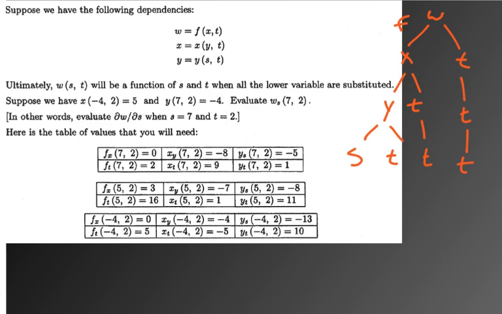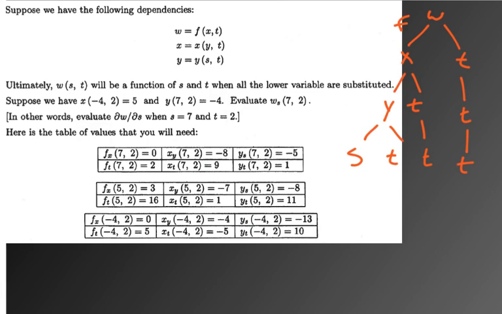And they say, suppose we have that x of negative 4 comma 2 is 5, and y of 7 comma 2 is negative 4, and they want you to evaluate the partial of w at 7 comma 2. So they say, in other words, evaluate the partial of w with respect to s, when s is 7 and t is 2, because w is a function of s and t. So this is s equals 7, this is t equals 2. And this table is enough stuff. I mean, there's extra things you don't need, but you should be able to get this from this.